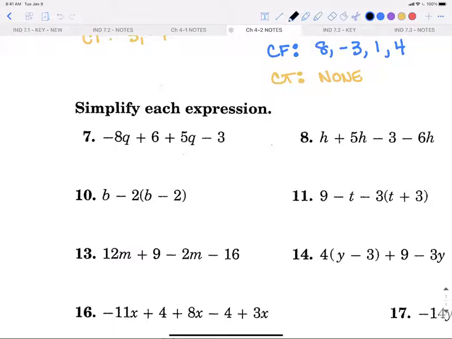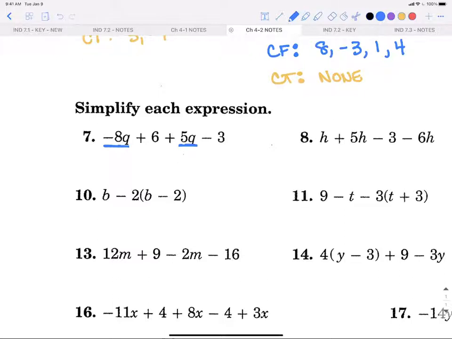Well, we know we have to have like terms to combine. I like to do this, from when I took my college algebra class: I marked up my questions like this. I went through my problem and I found all my like terms. So I've got a negative 8q and a 5q, and I'm going to underline them. And now I'm going to simplify all my q's.